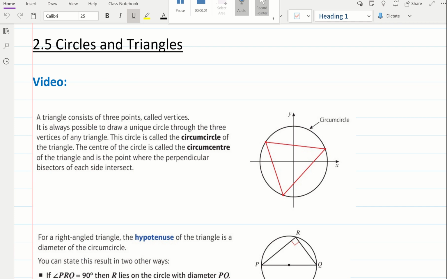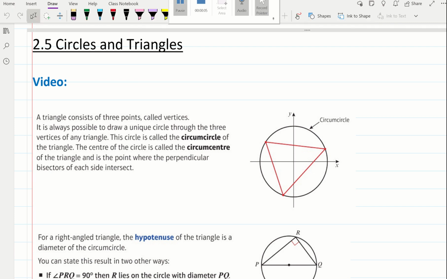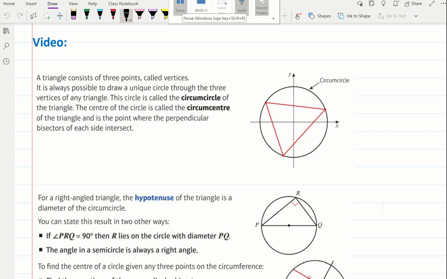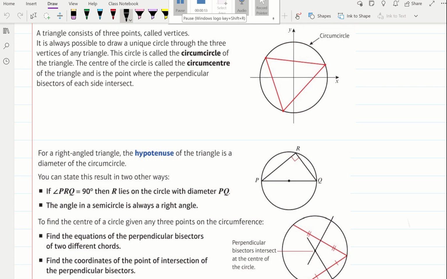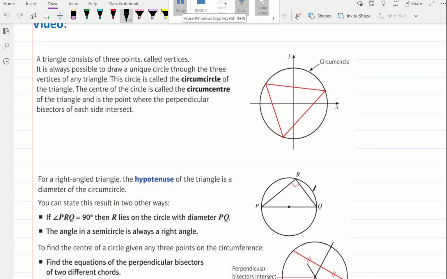In this video, I'm going through the P2 textbook, chapter 2 and the last section, which is section 2.5. So obviously there are still circle theorems that you need to know, at least one circle theorem that you need to know, and a few more details.